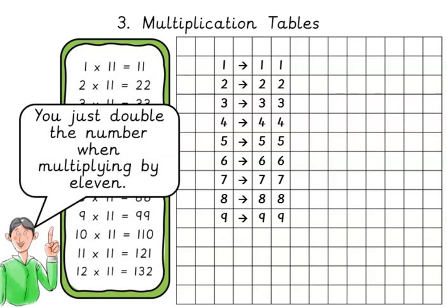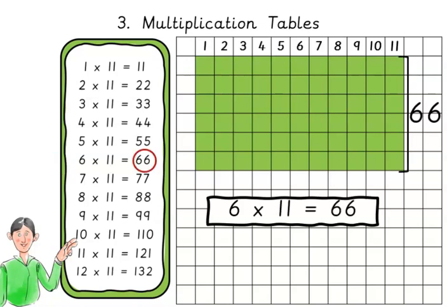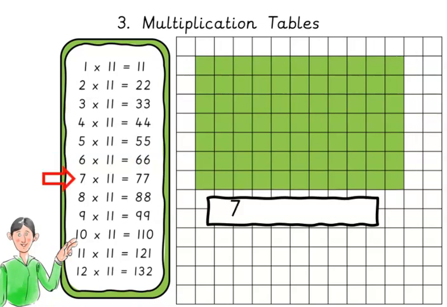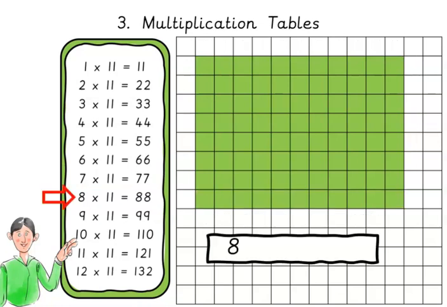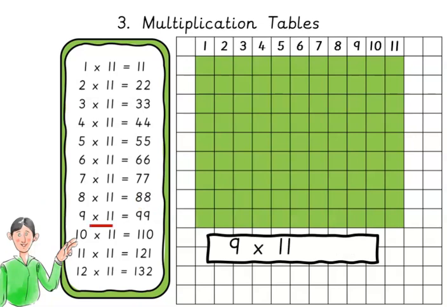So 1 goes to 1, 1, which is 11. 2 is 22. 3 goes to 33. So every time you multiply by 11, you're just doubling the number that you multiply by. Or you're repeating it. 6 multiplied by 11 is 66. 7 multiplied by 11 is 77. 8 multiplied by 11 is 88. 9 multiplied by 11 is 99.